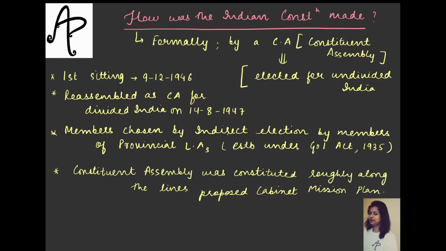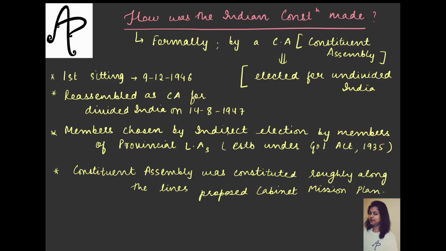ठीक है. Now the members of this constituent assembly were chosen by indirect election. Indirect election means the people of the country did not directly choose the members. So they were chosen by the members of provincial legislative assembly. जैसे आज के समय में विधानसभा होती है ना states में, तो उस टाइम पर provinces होते थे. The states were not there, these were the British provinces. तो उनकी जो legislative assembly होती थी, उनके members ने constituent assembly के members को चुना. And this provincial legislative assembly was established under Government of India Act 1935.